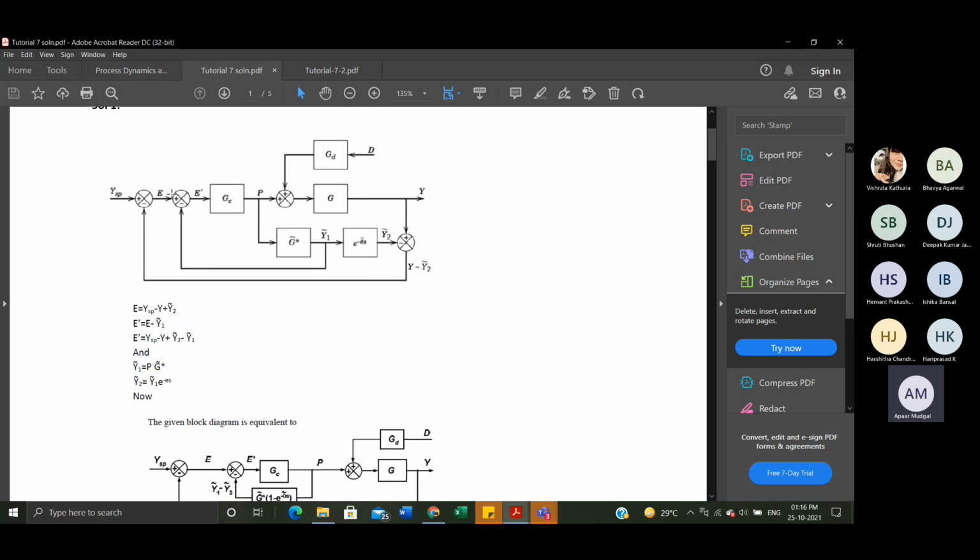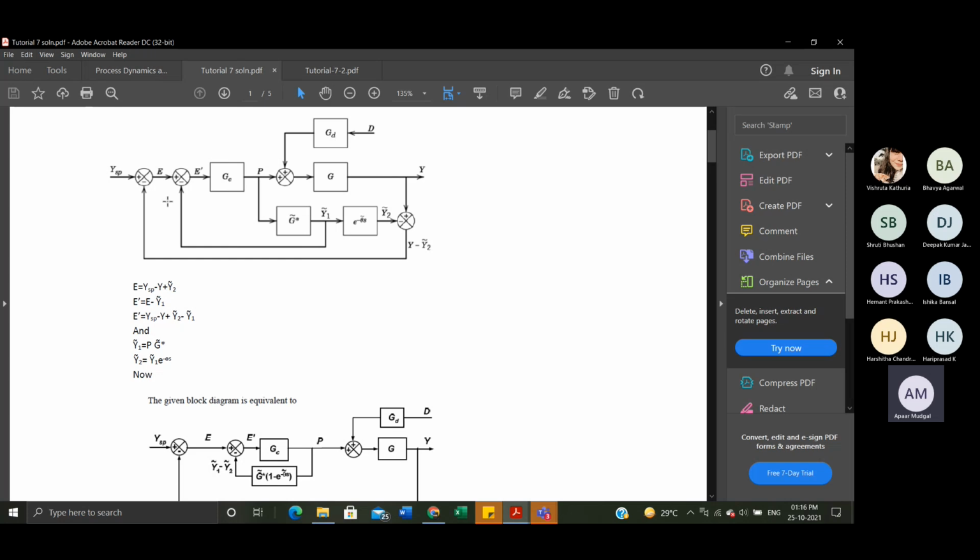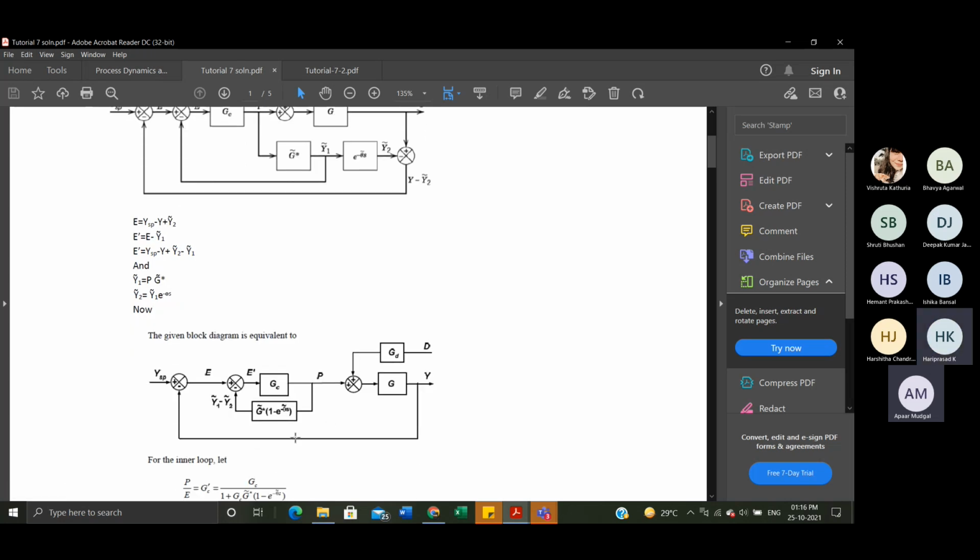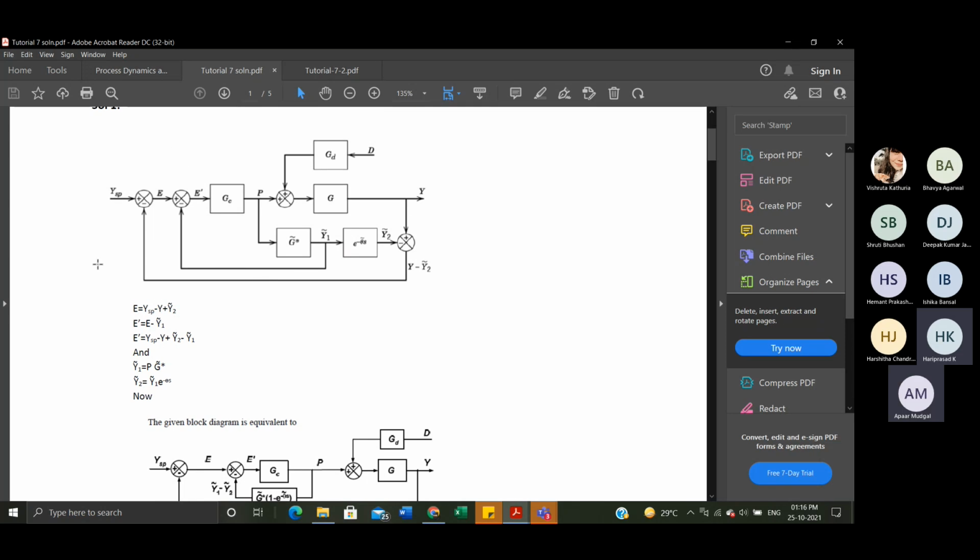As you can see, E will be equal to YSP minus Y minus Y2 bar. We'll write all these things and then make this closed loop into a smaller closed loop. Could you explain line by line? Sure. To synthesize this closed loop, first we'll find the value of E. So we can write E as YSP minus Y minus Y2 bar.